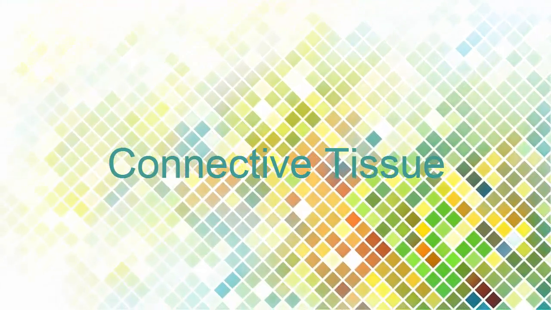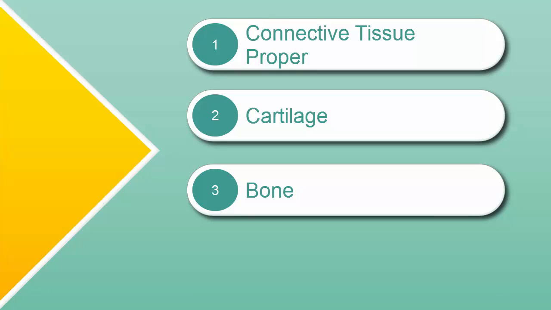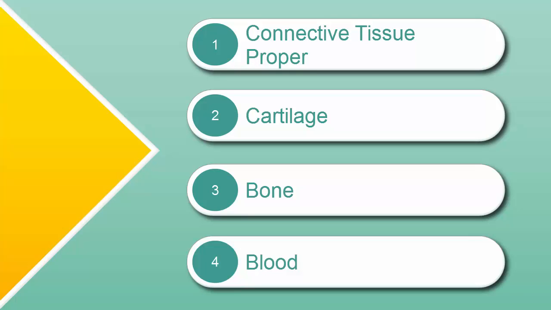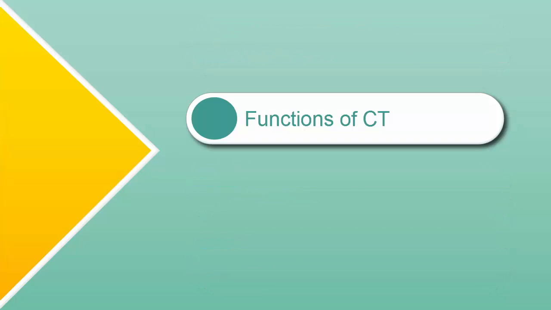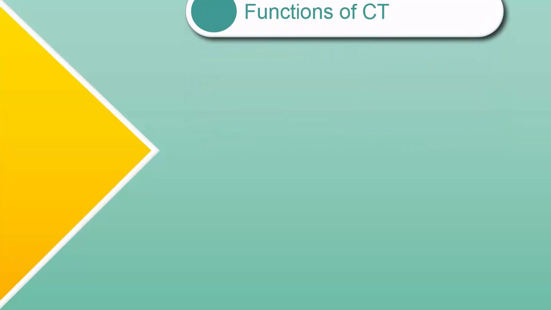Let us now move on to connective tissues. There are 4 main classes of connective tissue. There's connective tissue proper, cartilage, bone, and blood. The connective tissues of the body serve to bind and support tissues to each other, protect us through the immune system, insulate the body, store reserve fuel as fat, and transport substances through the blood.